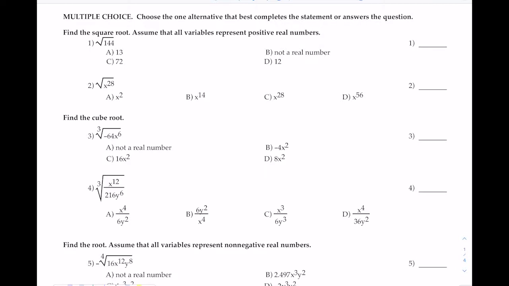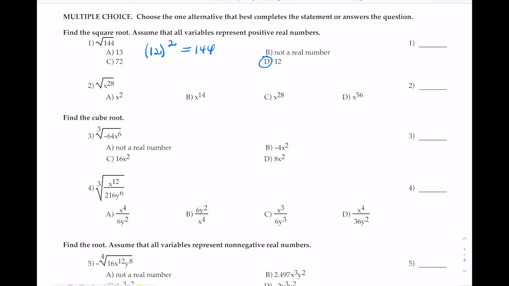all variables represent positive real numbers, because if we didn't assume that, we would need to put absolute value bars around any of our terms that we're taking an even root of. So in number 1, we want to find the square root of 144. In other words, we're looking for a number that we would square that would equal 144. And that number is 12. The square root of 144, the principal square root, the positive answer, is 12.